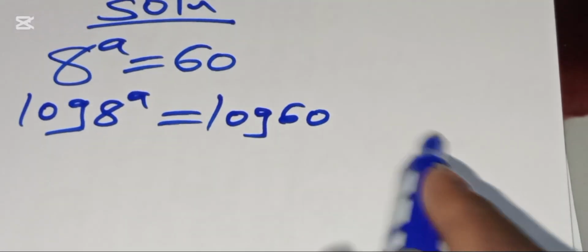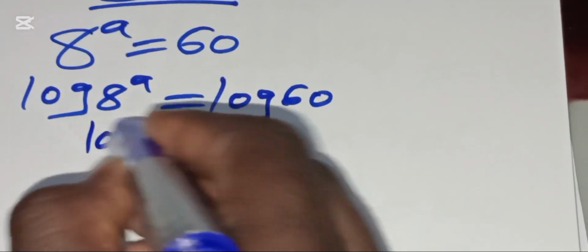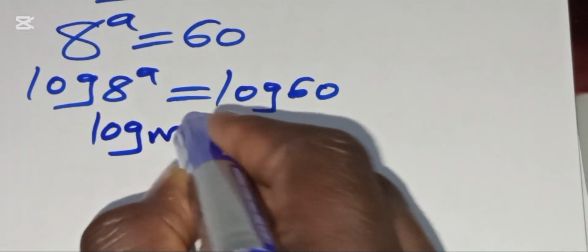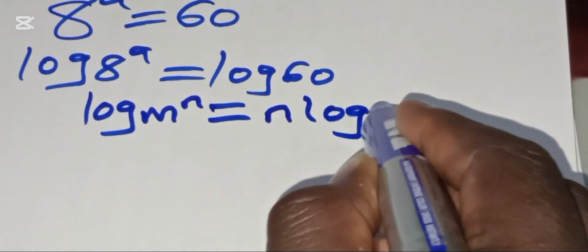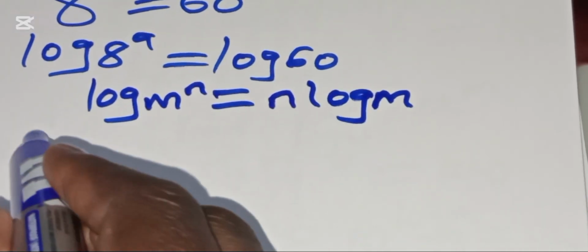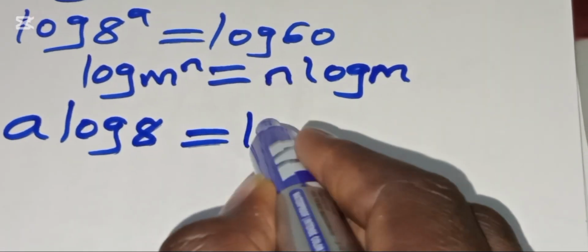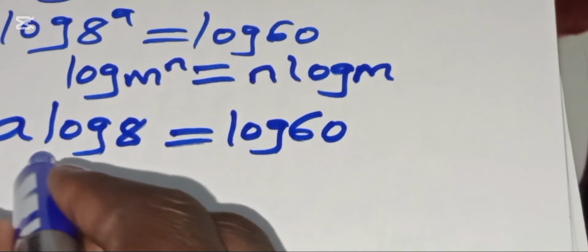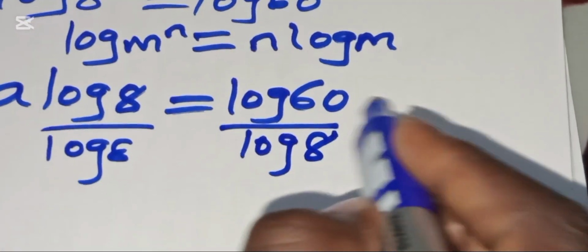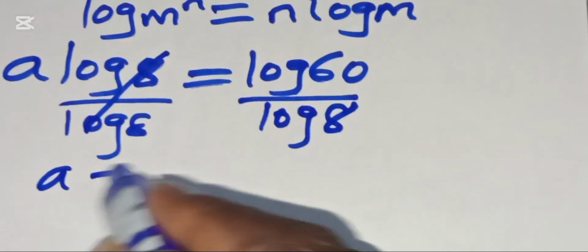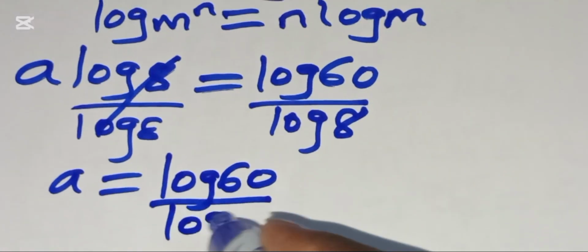Applying the power rule property of logarithm, log m raised to power n can be expressed as n log m. Applying this property, we have a log 8 equal to log 60. So we divide both sides by log 8. Simplifying, a is equal to log 60 divided by log 8.